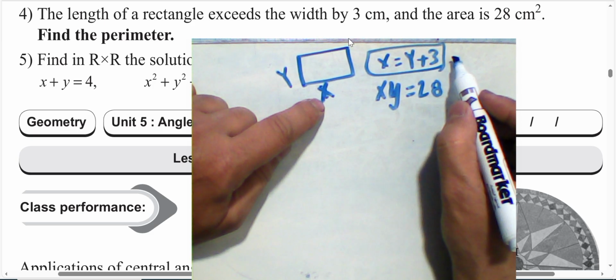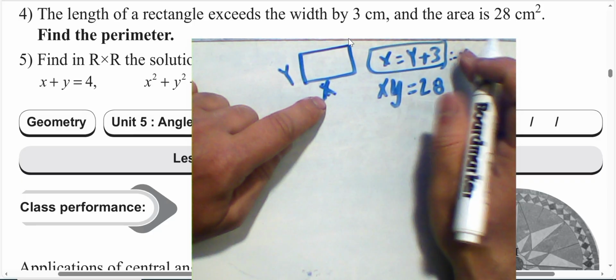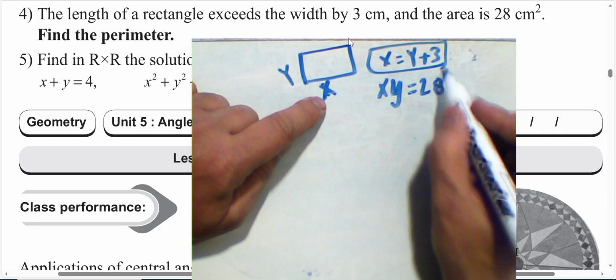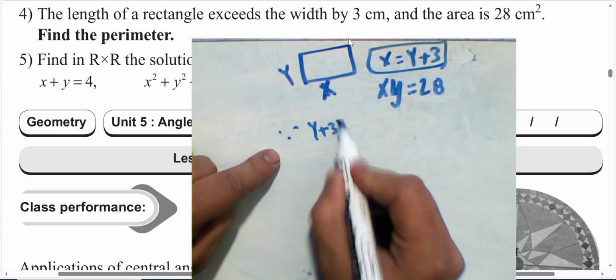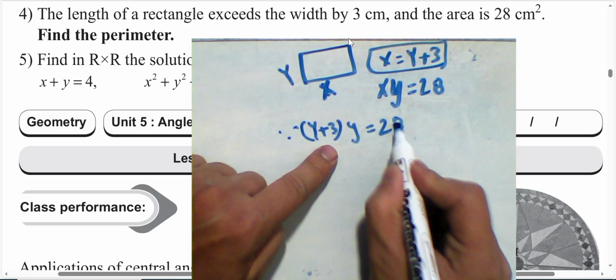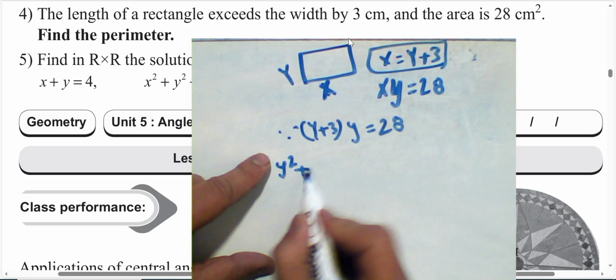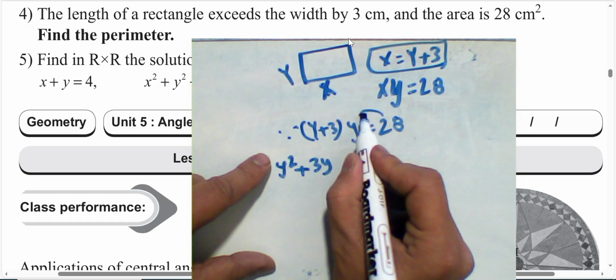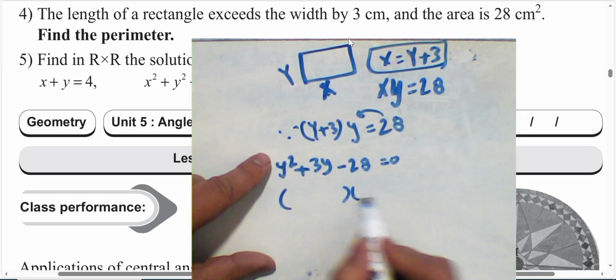It means length times width will be equal 28. Second equation. From the first equation we can find the value of x and put the value in the second equation. Cancel x and write y plus 3, product by y equal 28. Then using distributive properties, y times y is y power 2, 3 times y is 3y, and move 28 here by negative: negative 28 equals 0.